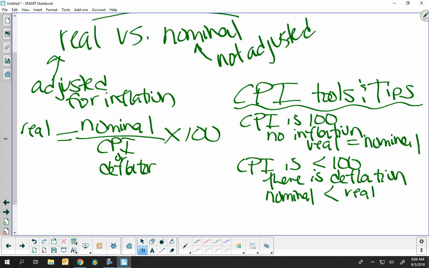This will help you out on multiple choice questions. You just look at, is it less than 100? Is it greater than 100? Is it equal to 100? And that'll help you eliminate choices. Like, if you had today's quiz and the CPI is 90, that's less than 100, so my answer has to be bigger. You could have gotten rid of some of the choices.